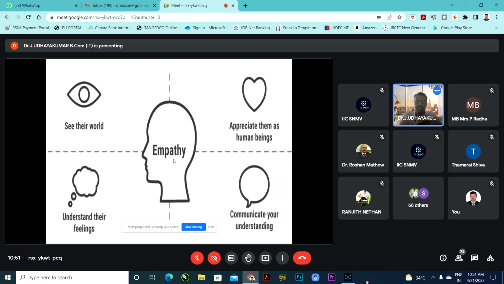That is the empathy. We have to see their world, understand their feelings, appreciate them as human beings, and communicate that understanding. This is empathy. Empathy is nothing but seeing their world and understanding their feelings. Only by understanding their feelings can we give a solution for that particular problem, or else it will be very difficult to give a solution.